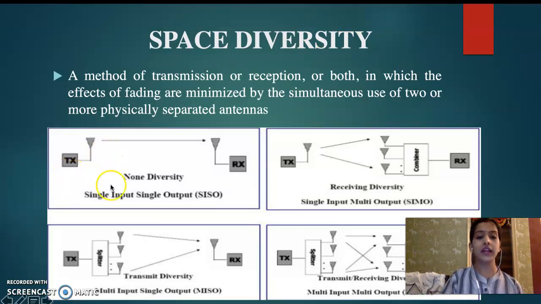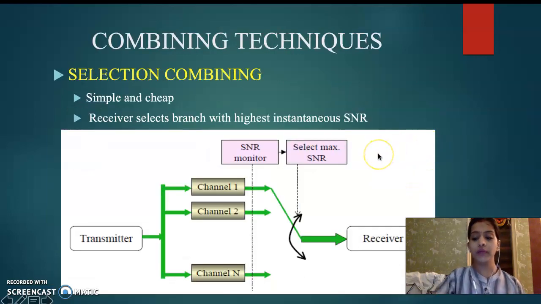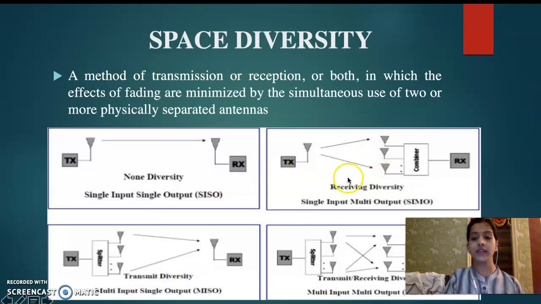Here we can see that this is the single input, single output. So we are using here only one transmitter and only one receiver. Here no diversity technique will be used. And here this is single input, multiple output. Here we are using one transmitter and we are using n number of receivers. So we can say that here the receiving diversity is being used.